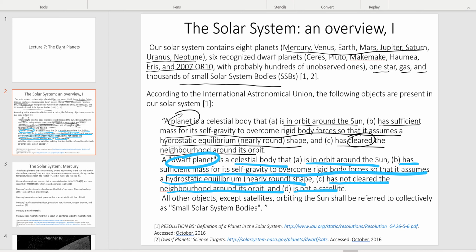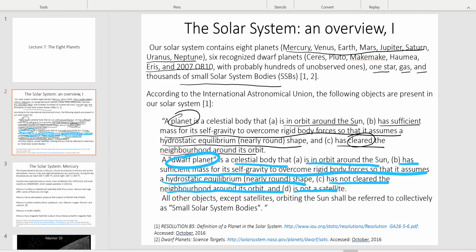A satellite, by the way, is an object that's orbiting a planet. An object that's orbiting the sun, by definition, is not a satellite. An example of a satellite would be the moon. The moon is a satellite of Earth. I'm talking about Earth's moon. There are other moons in the solar system, but there are also artificial satellites that we put into orbit around Earth, for example.